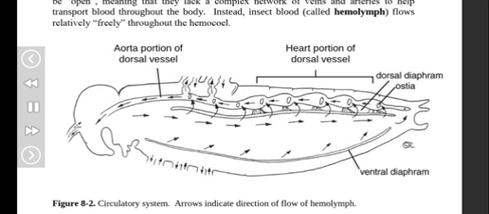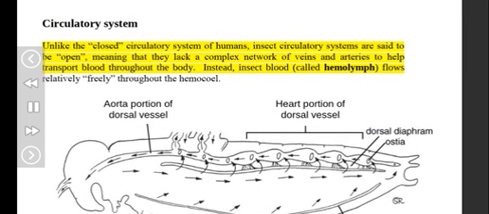Lecture 11. Anatomy. Circulatory system. Unlike the closed circulatory system of humans, insect circulatory systems are said to be open, meaning that they lack a complex network of veins and arteries to help transport blood throughout the body. Instead, insect blood called hemolymph flows relatively freely throughout the hemocoel. Figure 8-2. Circulatory system. Arrows indicate direction of flow of hemolymph.